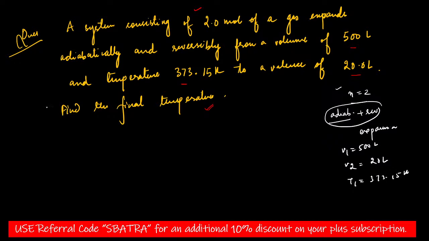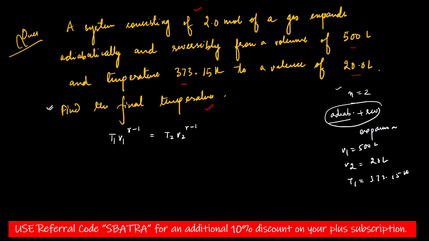Now what we have to find out is the final temperature. The process is adiabatic expansion. We have temperature and we have volume, so we can use this equation: T1 V1^(gamma minus 1) is equal to T2 V2^(gamma minus 1). So this is your equation. Now what we have to find out?